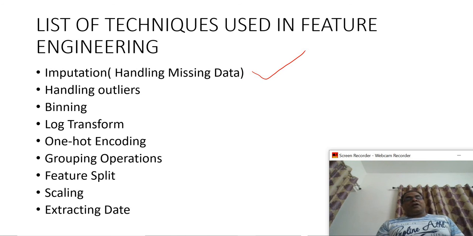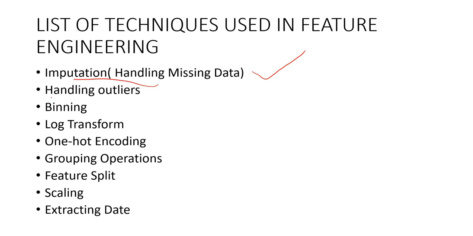In this video, we are going to discuss handling outliers, then binning, log transform, one-hot encoding, grouping operations, feature split, scaling, and extracting date. These are all the steps we follow in feature engineering. We are going to discuss all these steps in detail. So in this video, we are going to focus on how we can handle outliers.